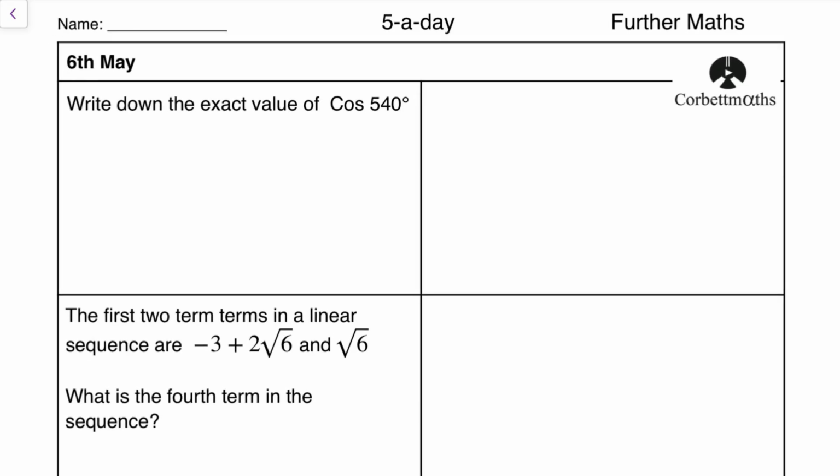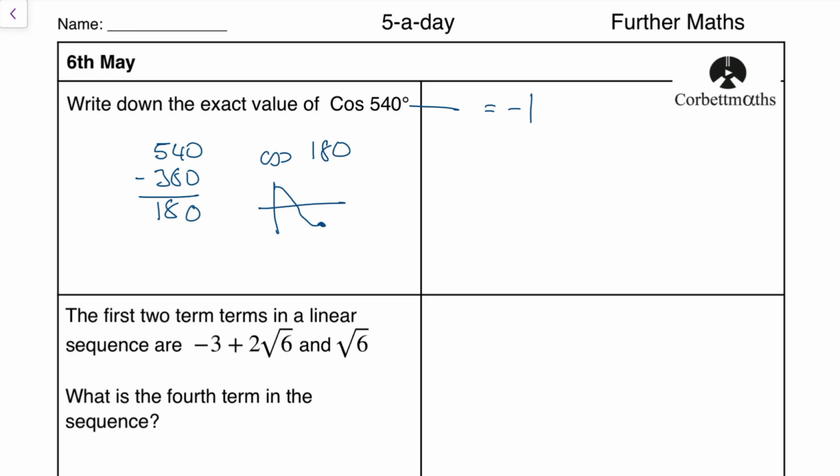Write down, it seems like a really quick one, doesn't it? Write down the exact value of cos 540, but I've got a problem because I've got no idea what that is. But I do know if I take away 360, so 540 take away 360, that's going to give me 180. And I do know what cos of 180 is, because again, quick sketch if you're not quite sure, it's this value down here, which is -1. Good opening question. Make sure you understand the periodicity of the cos curve.